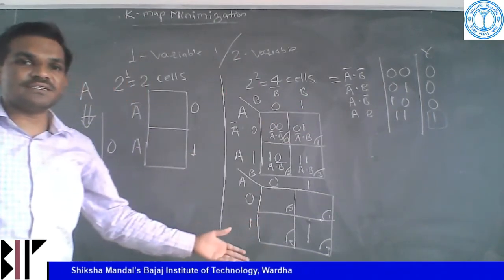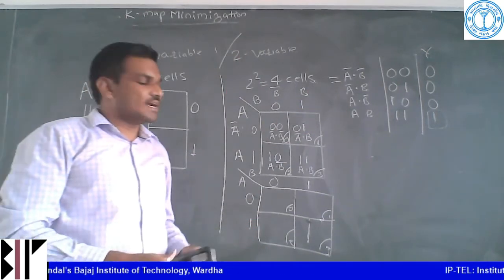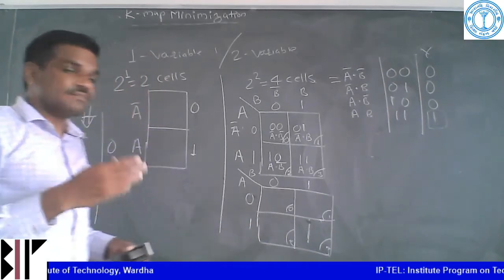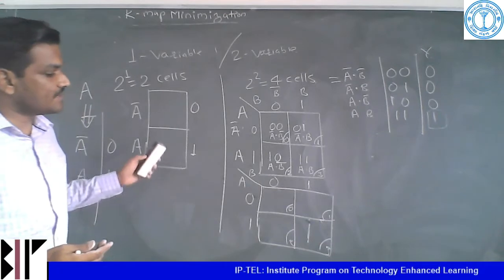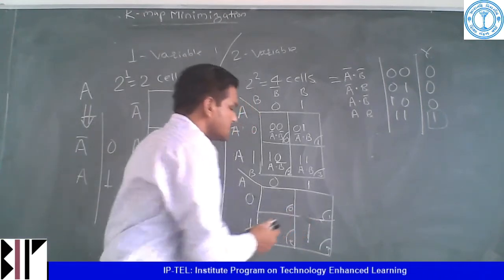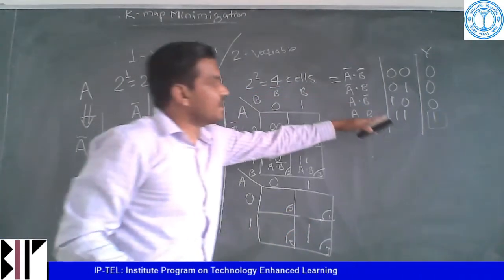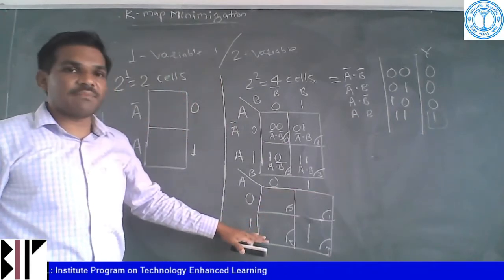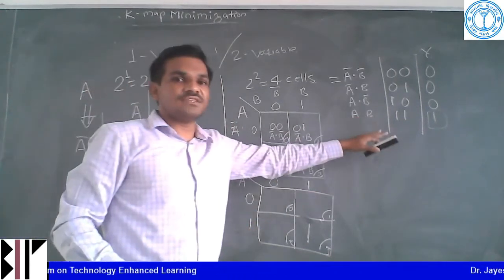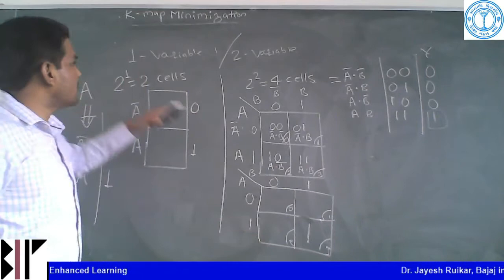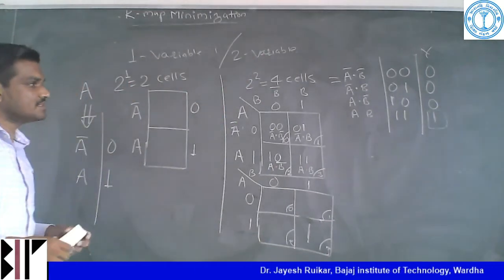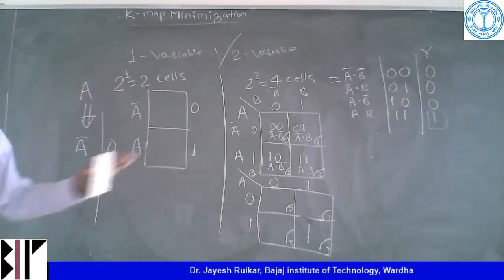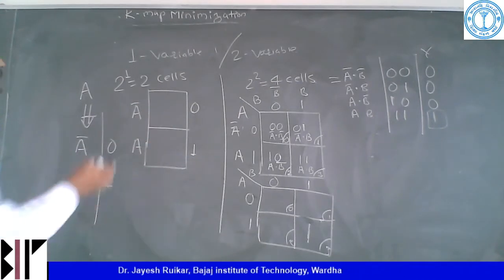How to minimize? There are some different rules, and I will explain those rules when we learn about the minimization techniques. Okay, minimization of K-map. This is just the representation of the truth table onto the K-map. I am explaining how the two variable and one variable K-map have been represented. That I have shown you.